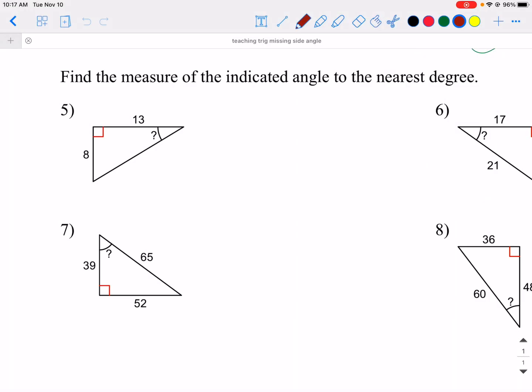Amos W. here. We're going to now talk about finding a missing angle using the trig ratios. We're going to stick with our SOHCAHTOA.